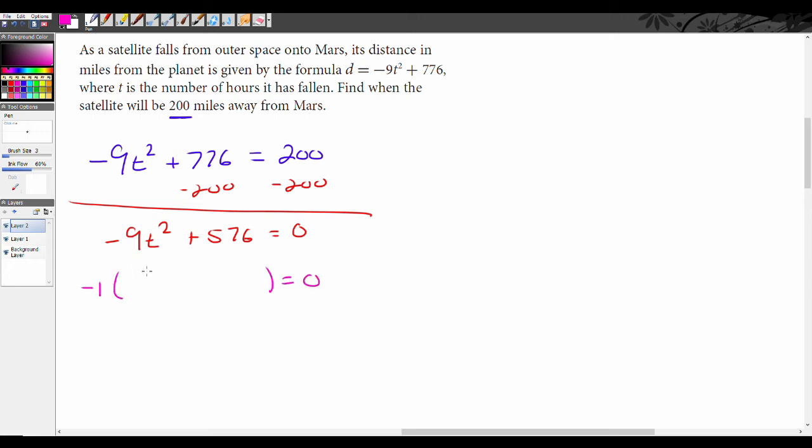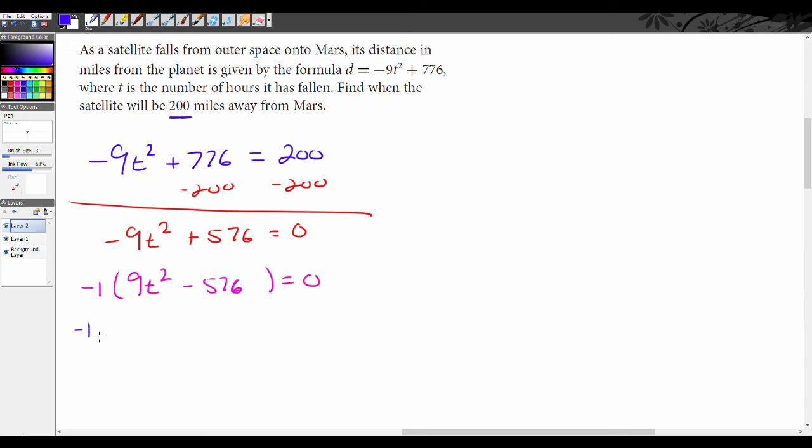Okay, and negative 9t squared divided by negative 1 is positive 9t squared. And 576 divided by negative 1 is negative 576. Okay, and I can see 9t squared, that's a perfect square. 576, that's a perfect square. And there's no middle term, so this is an a plus b times a minus b situation.